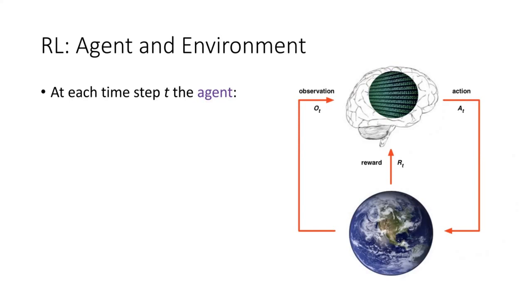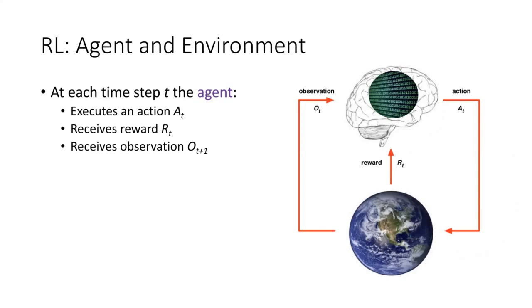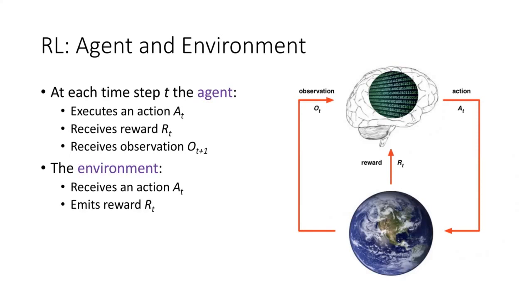At each time step, the agent will select an action AT. The agent will receive a reward RT. Then based on the control action, the state of the world will change. You will get a new observation. And the environment acts in kind of a reverse order. That is, the environment will receive an action AT from the agent. It will emit a reward and it will emit an observation, and then it will go on.